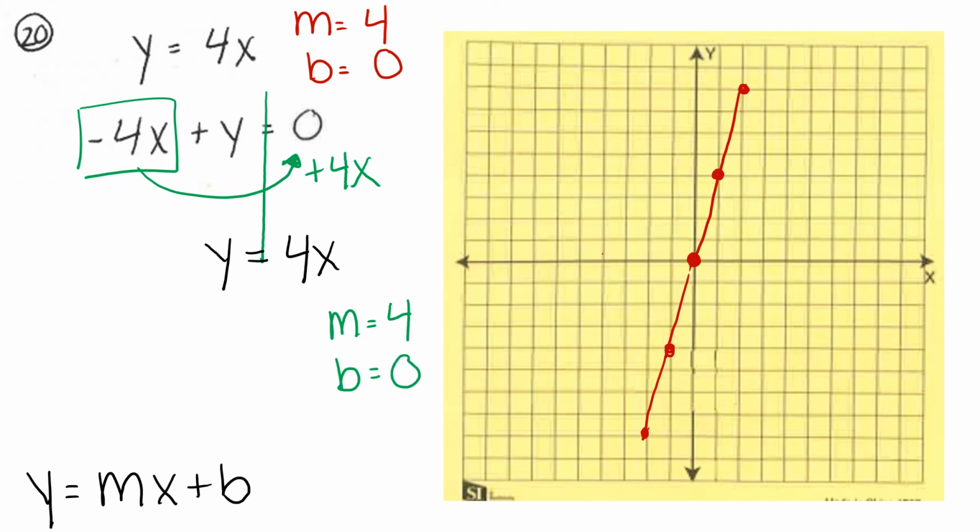Notice our rates of change and our initial values are the same for both equations, meaning when we graph it, they would both start at 0. They would both go up 4 and right 1, following that same pattern to get us the same line. This means that we have an infinite solution.